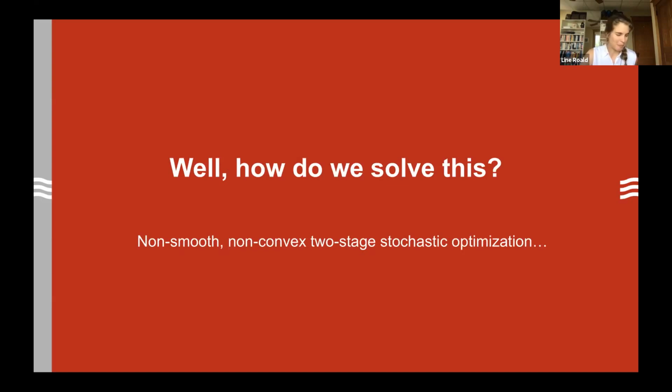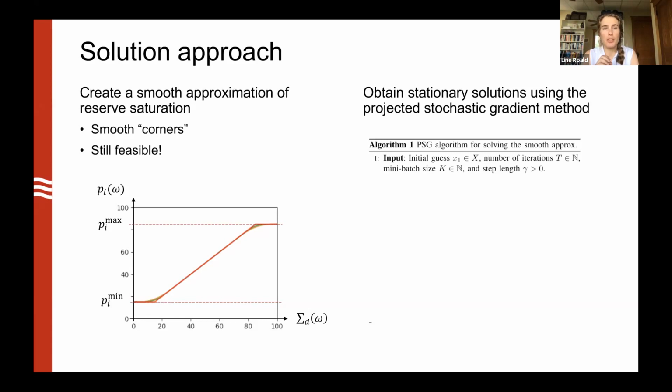Okay, so let me take you through this. In our solution approach, the first thing we do is create a smooth approximation of our function. You see here this generation function, and essentially what we're doing when we're smoothing is smoothing over these corners here. We are no longer going to have that hard edge up here. We're going to smooth them out. And you can tell that as we are smoothing, we are still maintaining generation within the bounds of the generator.